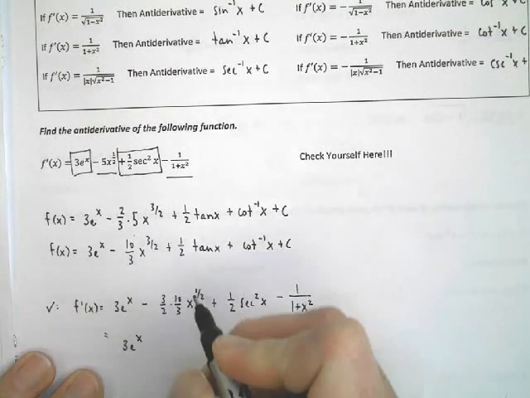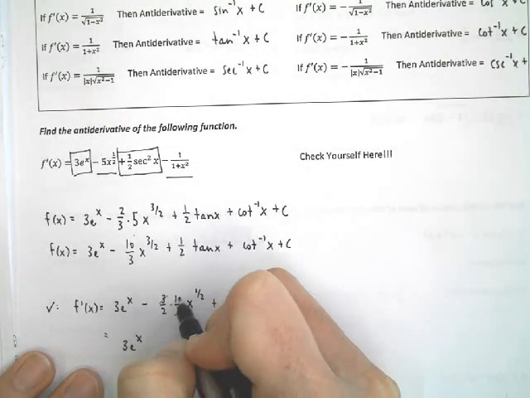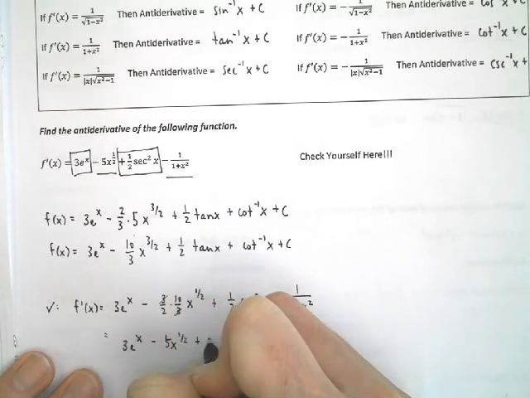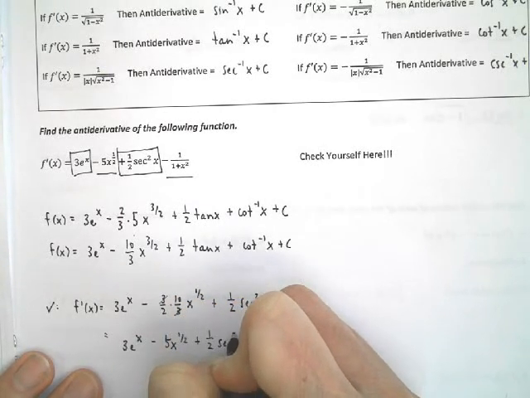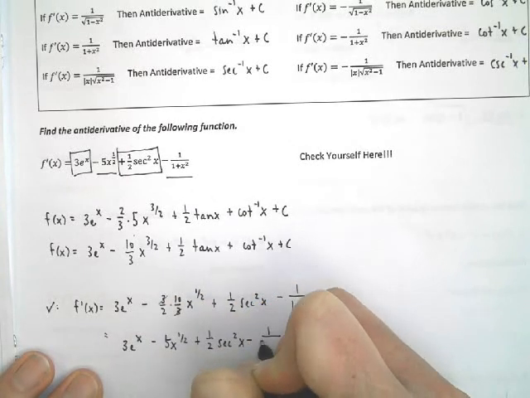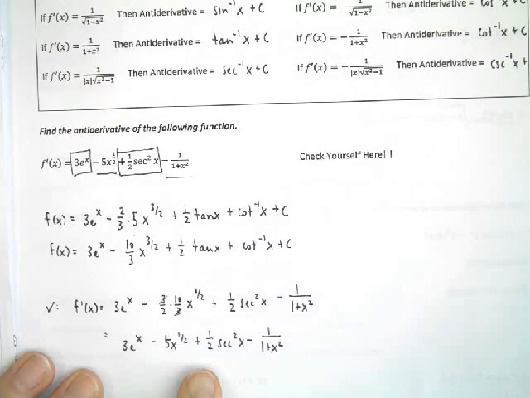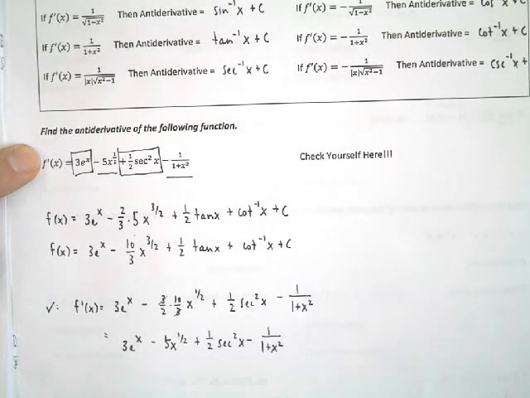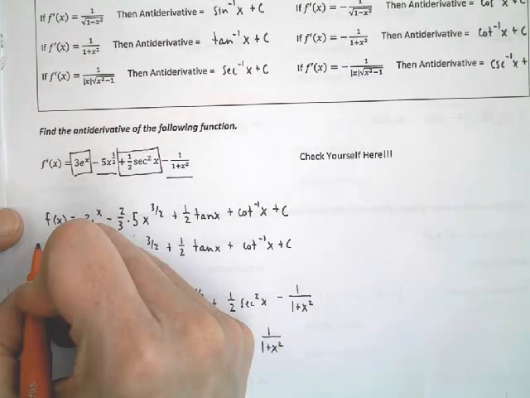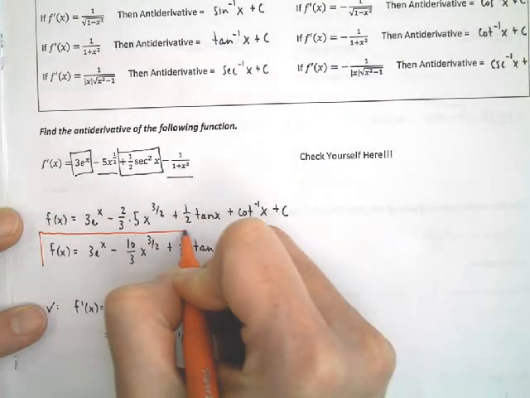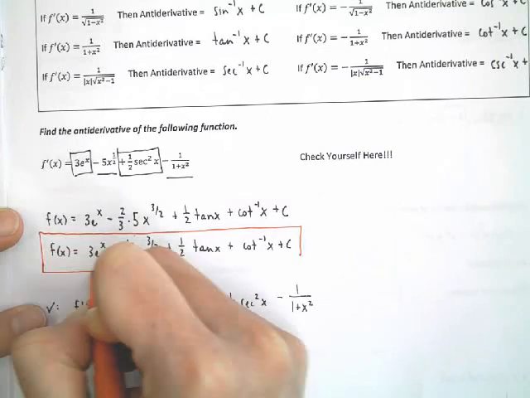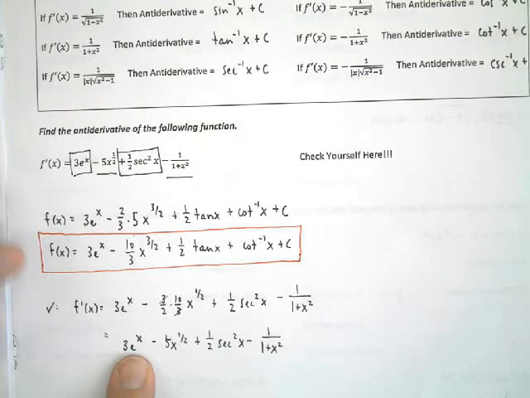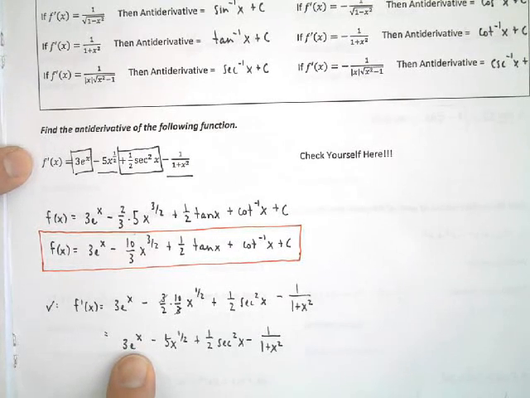So with some simplification, I get 3e to the x. These 3's cancel, and 10 divided by 2 is 5x to the 1/2, plus 1/2 secant squared of x minus 1 over 1 plus x squared. And if I compare that to my original, I can see that I was right. Now, keep in mind, we were looking for the antiderivative. So this is the answer to the problem with the plus c. This was just to check, is the derivative actually equal to what I was looking for?